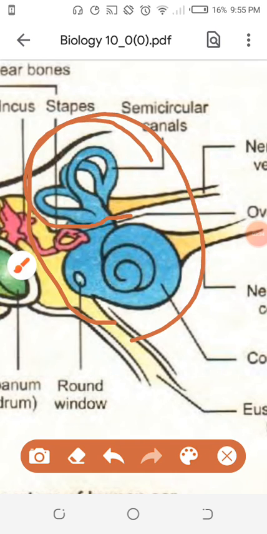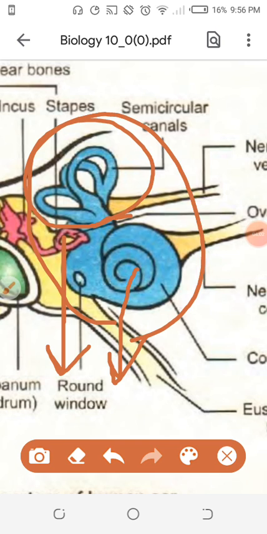Semicircular canals are not meant for ear function. So the ear function will stop here at the semicircular canals. Semicircular canals are not helping in the functions of hearing. What is the major structure involved in the functioning of the ear? That is the vestibule. This is the vestibule. It goes to the semicircular canals. Cochlea, the oval window you can see in the figure, is also called the vestibule. This is the cochlea.